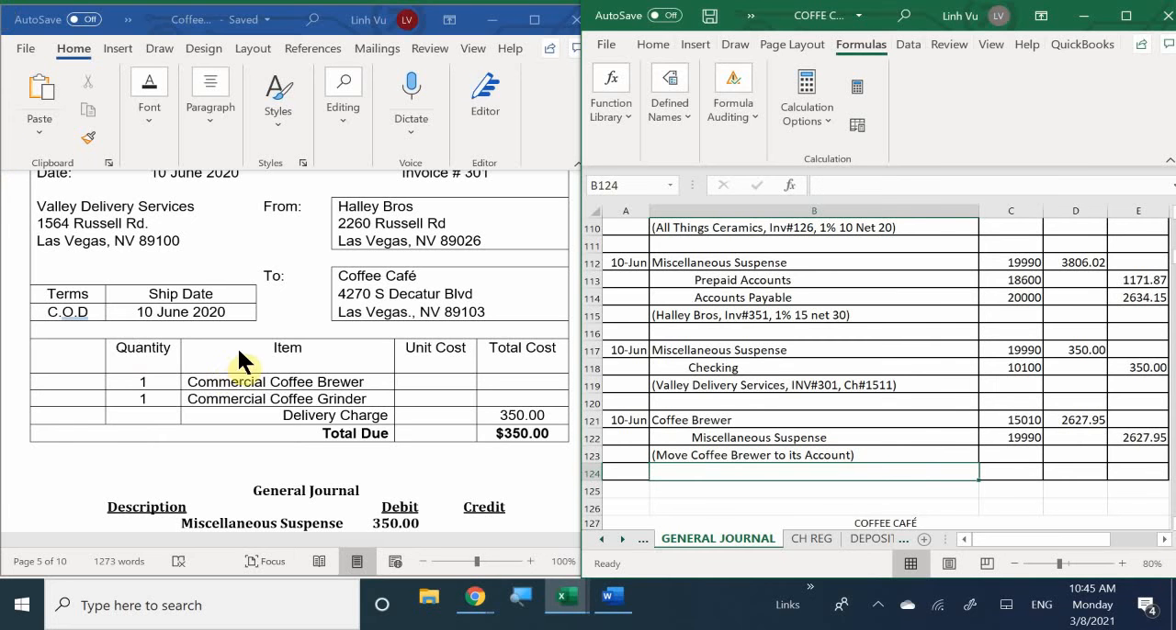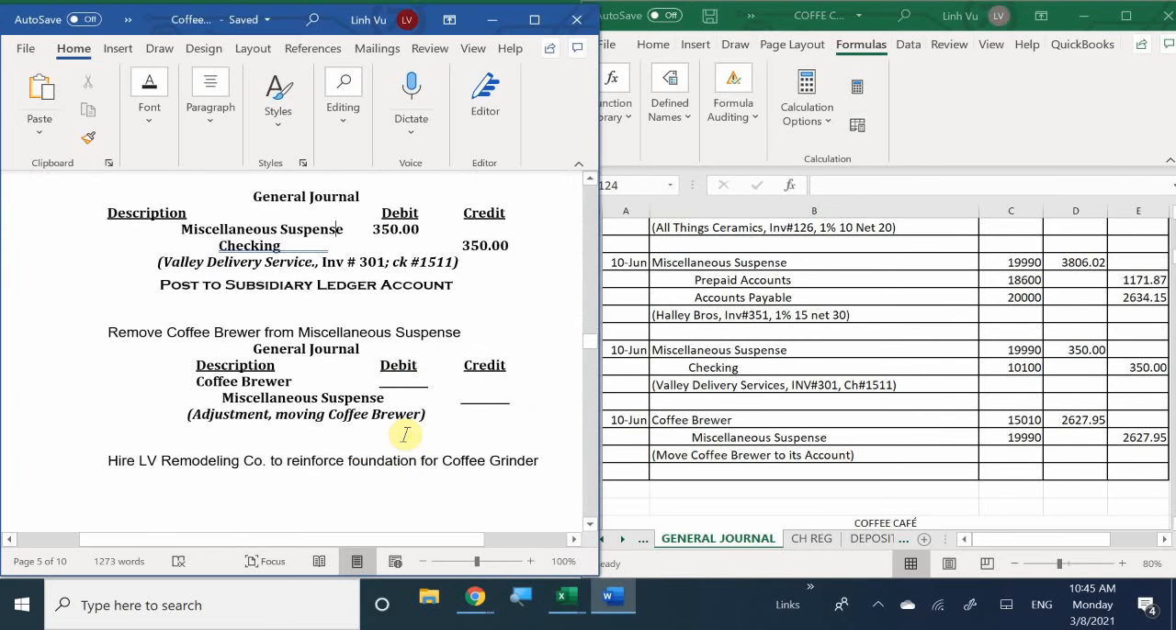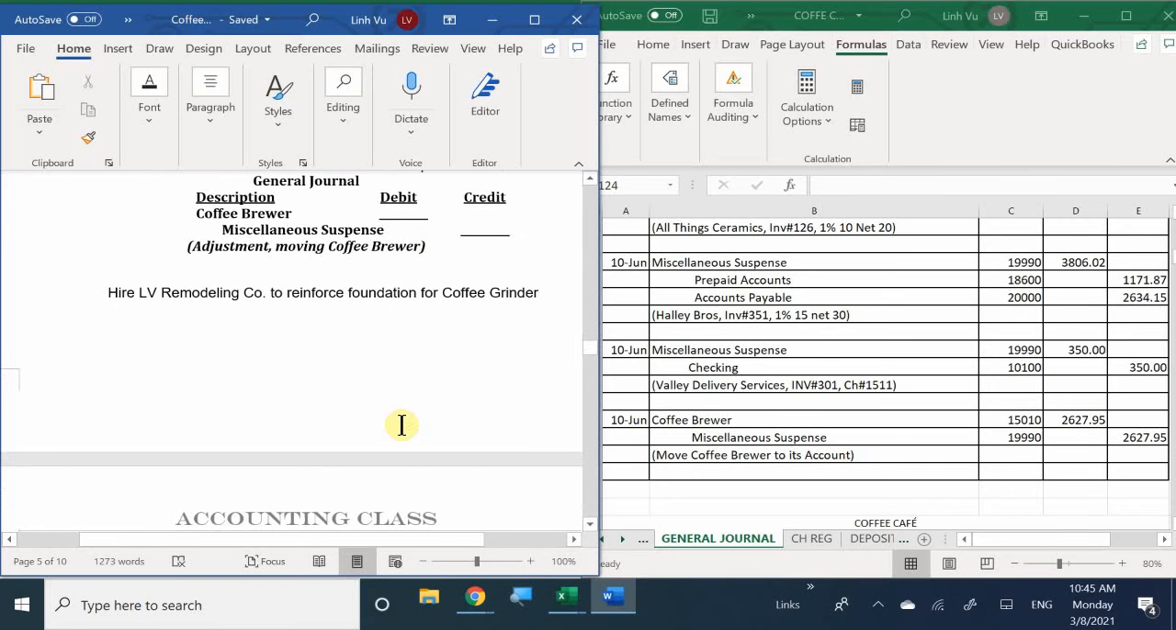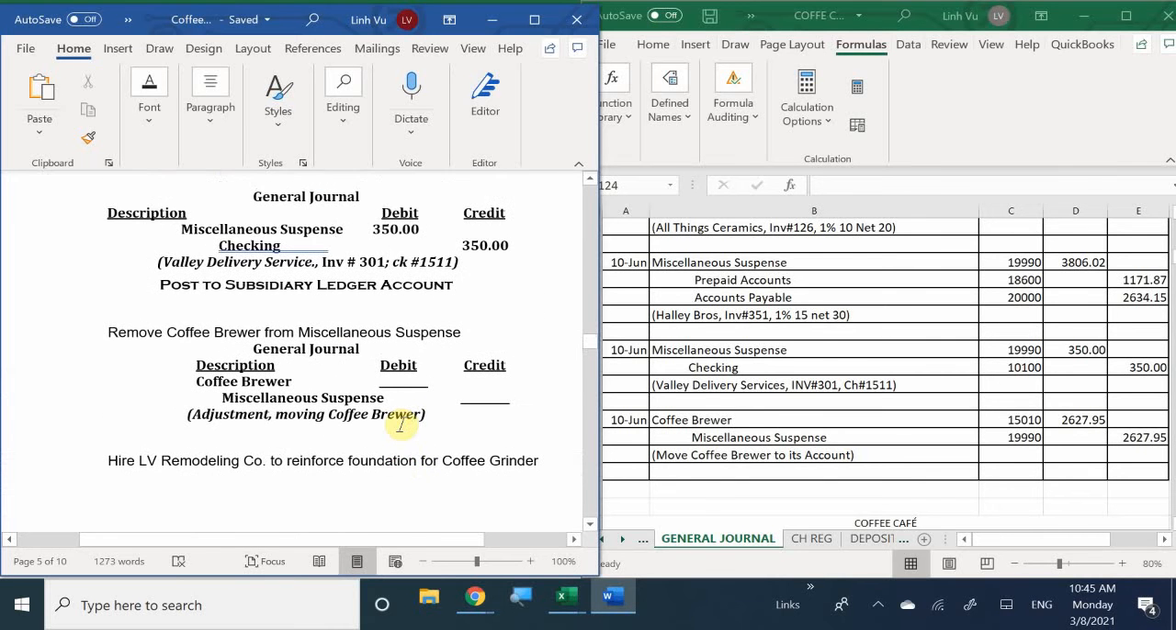All right? So now that I've calculated everything, that means whatever's going to be remaining in my miscellaneous expense is going to be the total amount that I have for my coffee grinder, right? Plus, I also have foundations to be installed, right? I have the electrical work that needs to be installed, okay? So right now, my coffee grinder is still in miscellaneous expense because there's work that needs to be done before it can be ready for service.